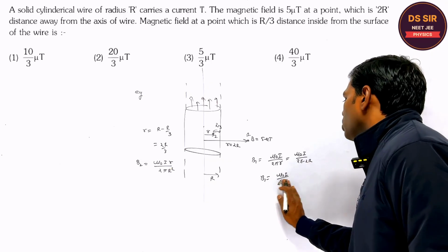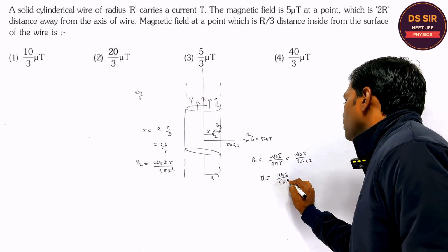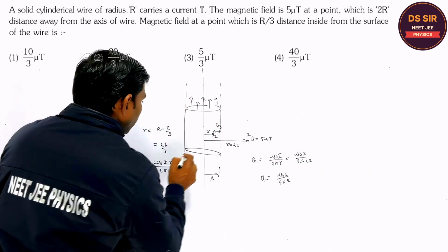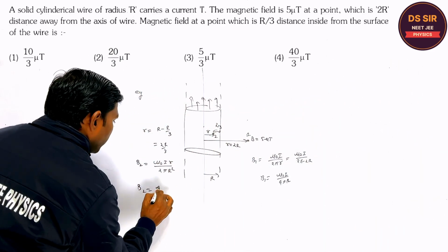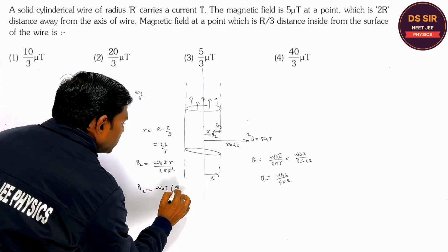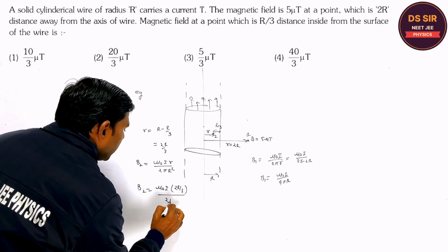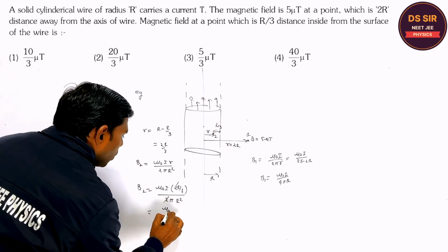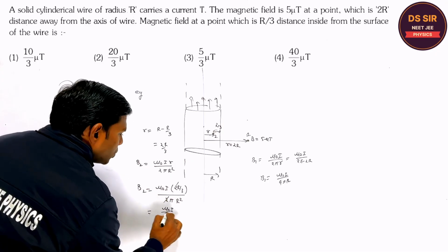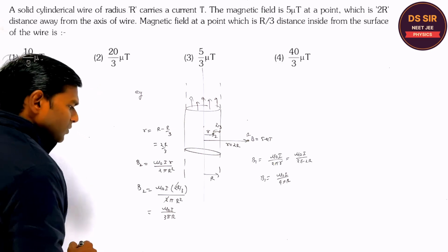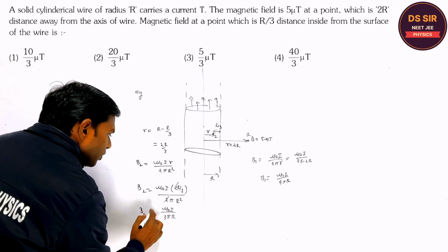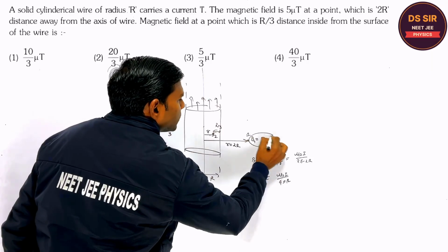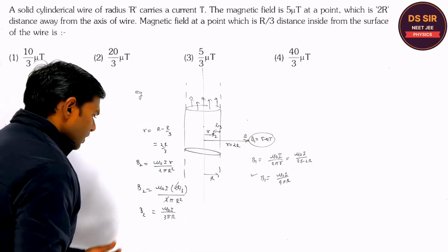Is it clear or not, you tell? Yes, this is 4 pi R. Fine. Here, what is the value of r? We have to find mu naught I times 2R by 3 divided by 2 pi R square. So 2 will cancel out, also the R will cancel out. So this is 3 pi R. This is the B2. Are you getting or not, you tell? Yes. The B1 value is known. It is 5 microtesla. B2 is to be found.